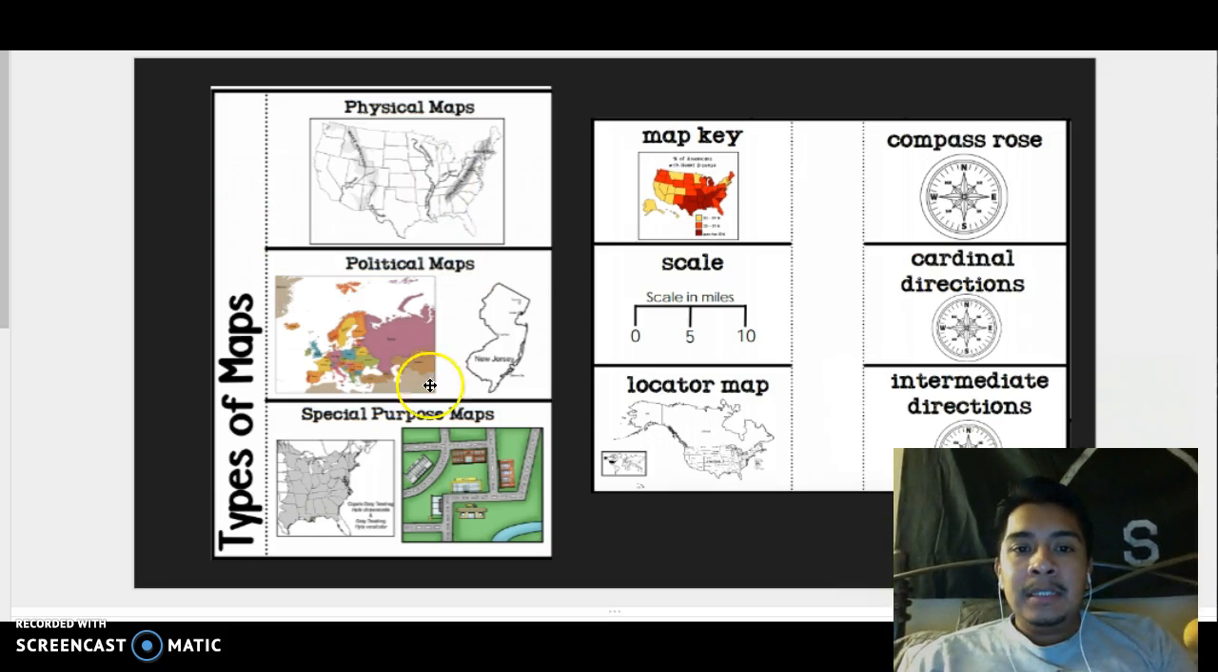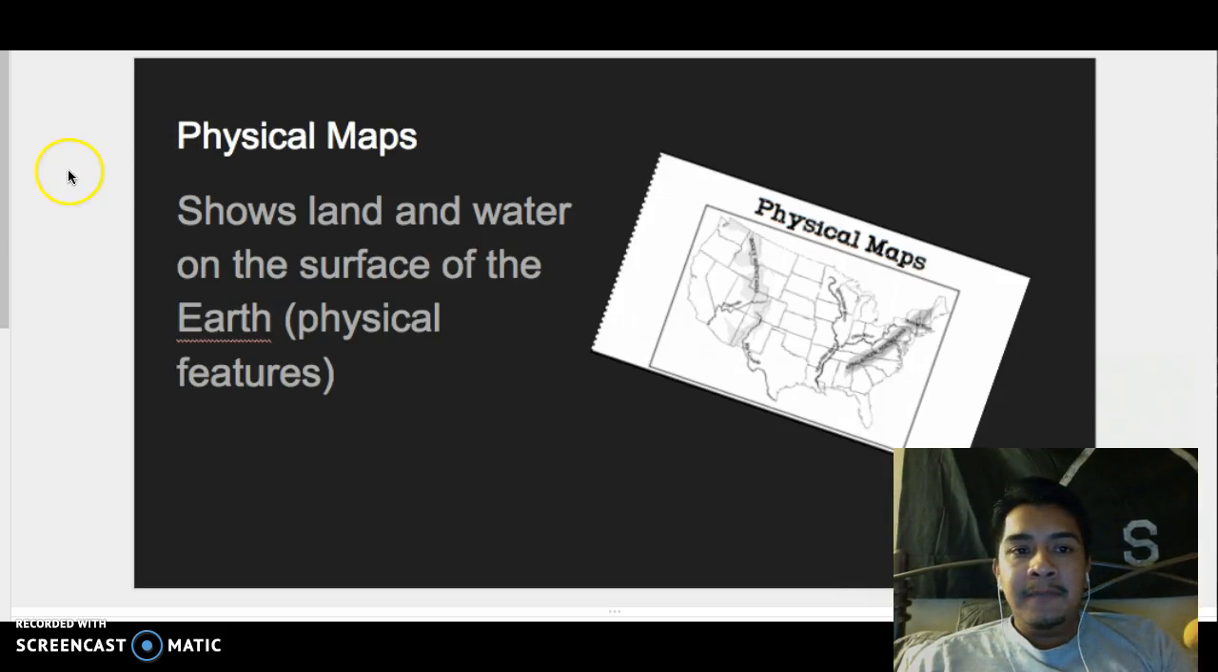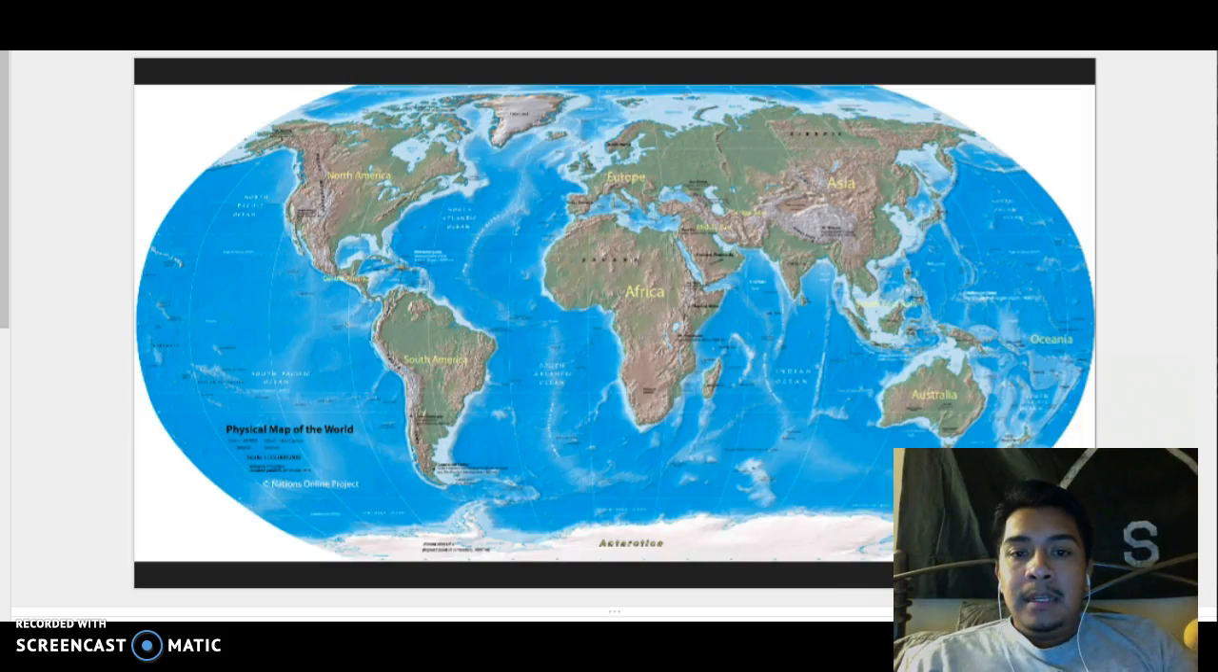Alright, so we're going to start with this one right here, the types of maps. The first type of map is a physical map. A physical map shows land and water on the surface of the earth. So basically it's physical features. Here you have an example of what a physical map looks like.